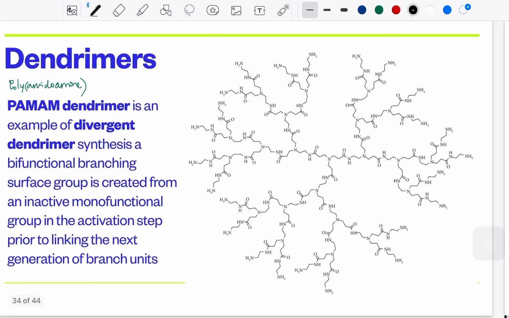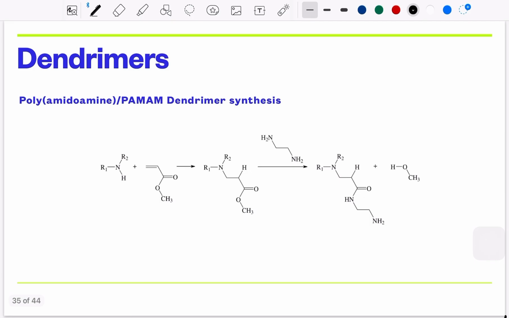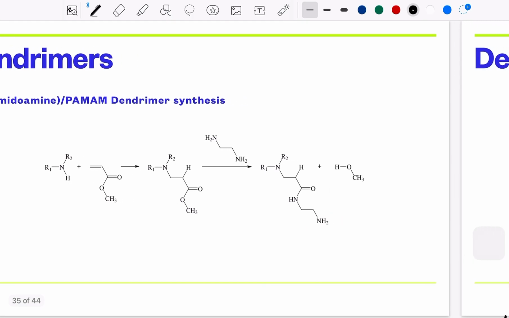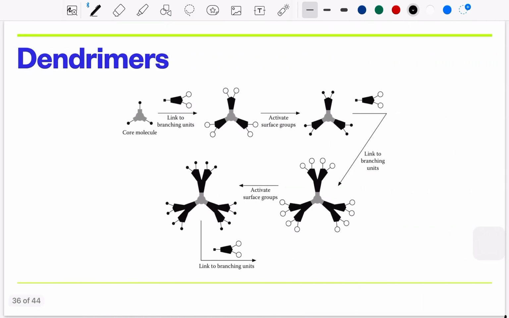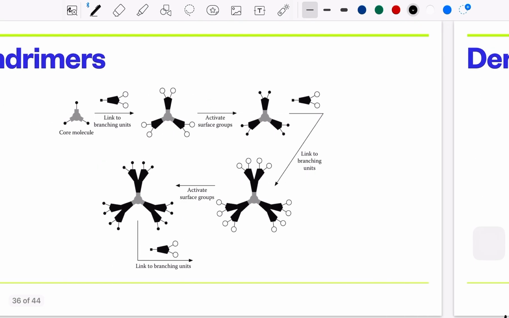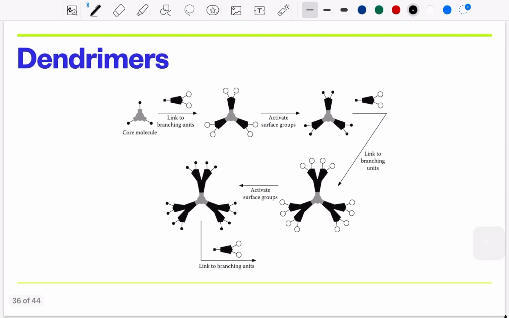So basically, to synthesize it, it takes the nitrogen, the functional groups, and makes them into amide. Okay, I think this is just additional information. And for the dendrimers, we can have several concepts or several ways to incorporate. For example, this part here.